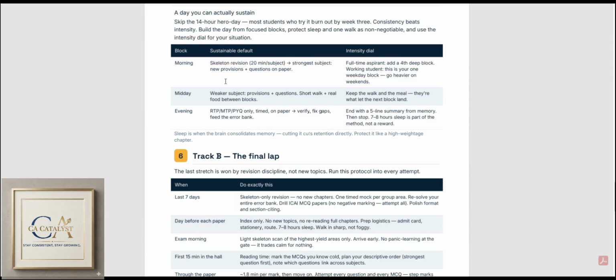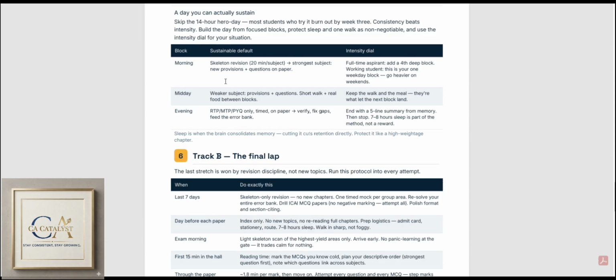In the morning, very strictly, you should spend 20 minutes, or 40 minutes maximum, on skeleton revision, index revision, and conceptual notes revision for each of the topics that you are going to start studying, or are going to revise, or are touching at any time. You need to revise this in the morning for the first 40-50 minutes. Start with your strongest subject, whatever it is. New provision plus questions on paper, try to do it in the morning.